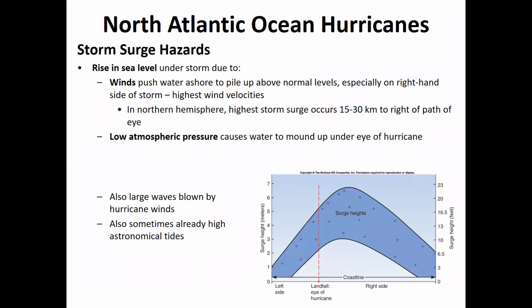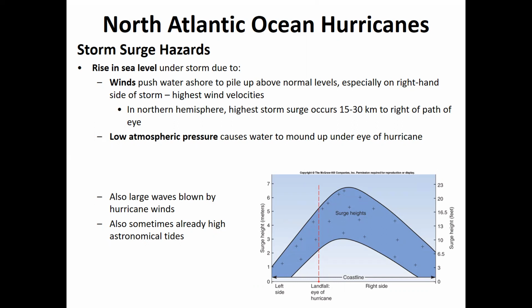Storm surge is a rise in sea level under a storm due to the winds that push water ashore and pile up the water in a mound that's higher than normal sea levels. The storm surge is higher on the right-hand side of the eye in the northern hemisphere and on the left in the southern hemisphere. That's because the storm turns counterclockwise, and on the right-hand side of the eye the wind is moving in the same direction as the storm. So the winds pile up the water more effectively on the right-hand side of the eye than on the left-hand side.